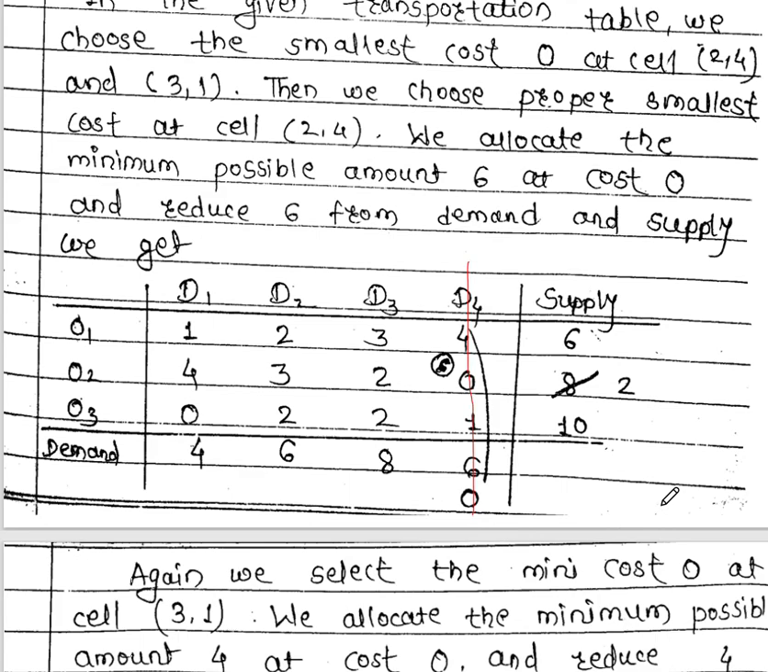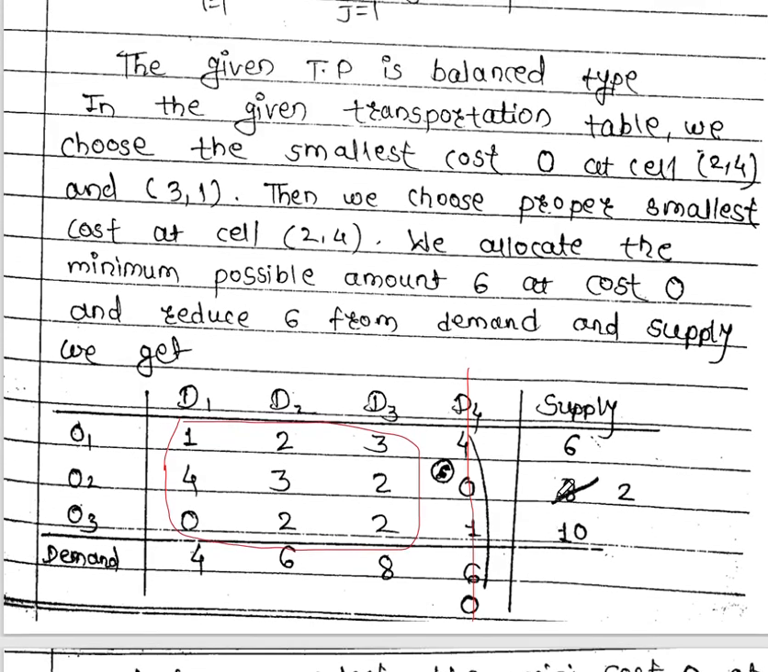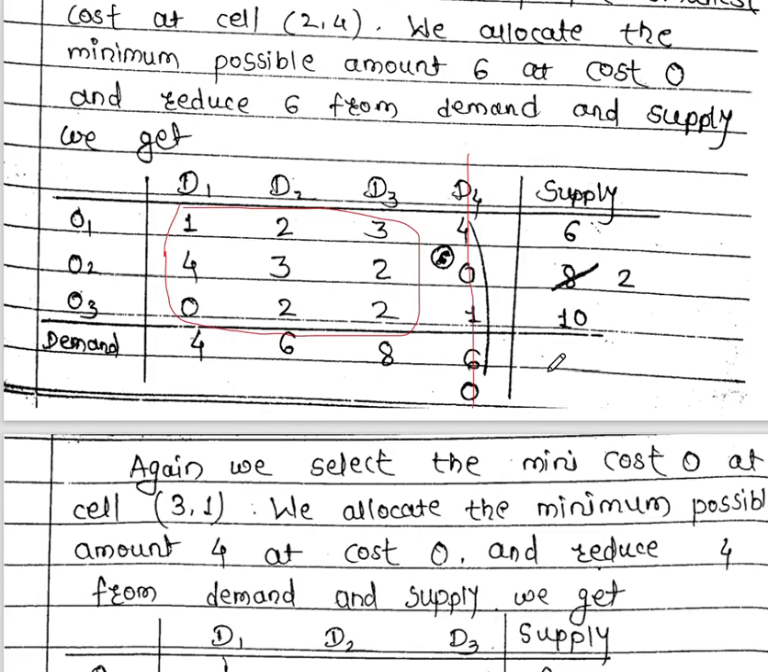So in the next step we have to write down all the remaining elements, that is 1 2 3 4 3 2 0 2 2, and demands are 4 6 8 and 6 2 10. Okay, so from this we have to subtract. So this is a 24, 24 minus 6. So here will become 18. Okay, that means 6 to 8, that is 18. So this is a balance type problem.